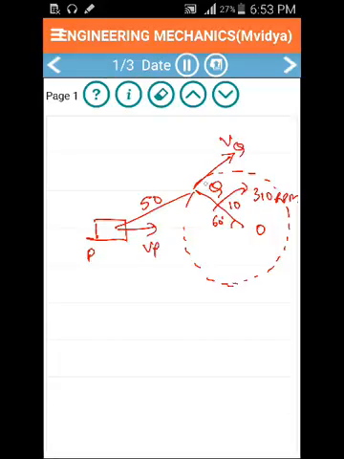The instantaneous center is where we get when I connect the tangents to the two velocities. So in this case, it will be at this point. Let's call it I. That's my instantaneous center.